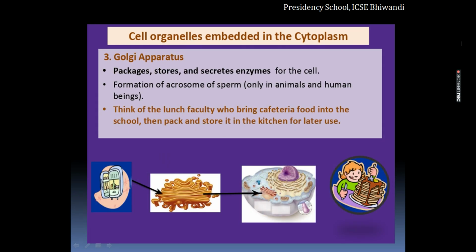The next cell organelle embedded inside the cytoplasm is the Golgi apparatus. It packages, stores and secretes enzymes for the cell. It is also important for the formation of the acrosome of sperm.